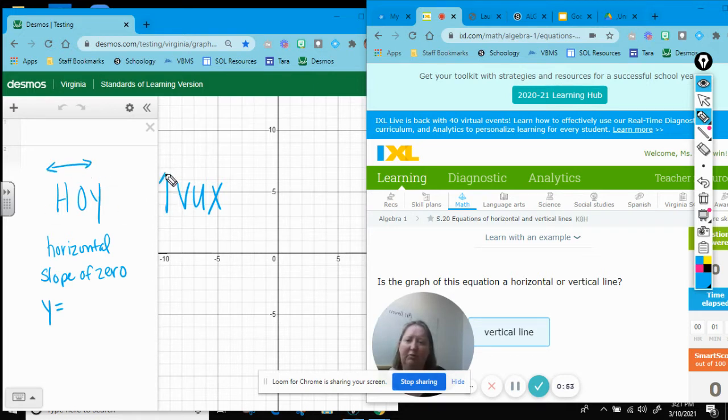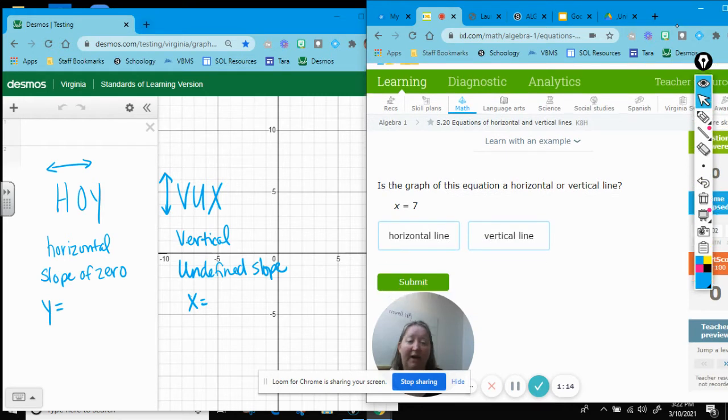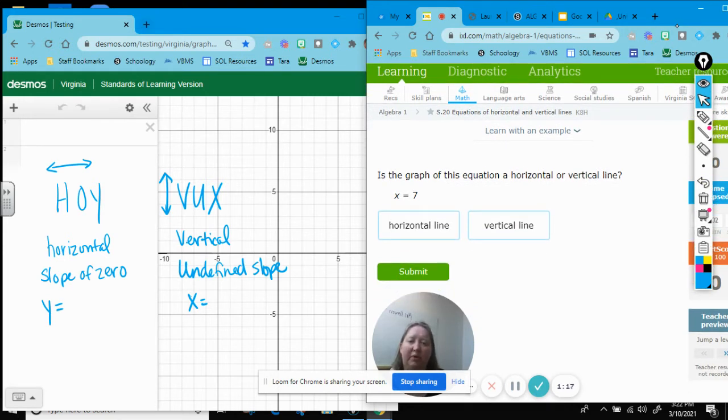So vertical, undefined slope, and it's x is equal to something. Okay, so come over here to the types of questions that you'll see for Desmos, from IXL. Is the graph of this a horizontal or a vertical line? Well, it's x is equal to something, so I come over here. Oh, that's a vertical line, right? Because it's x is equal to something.